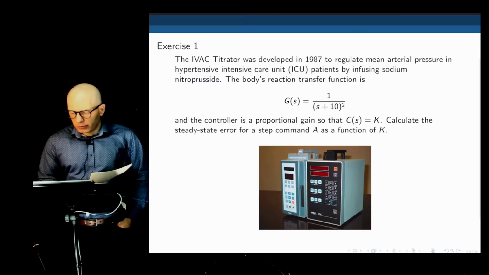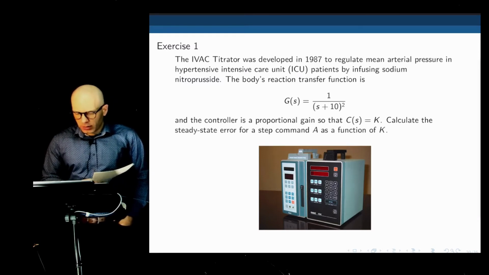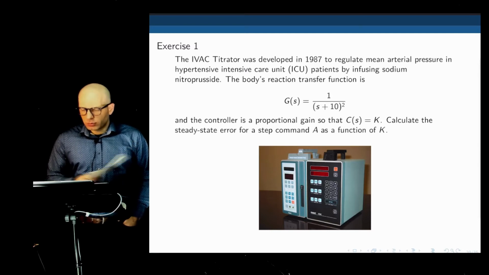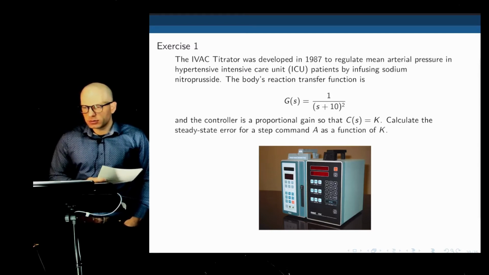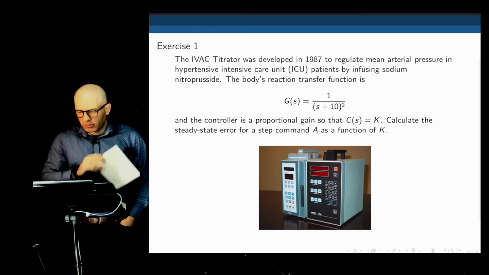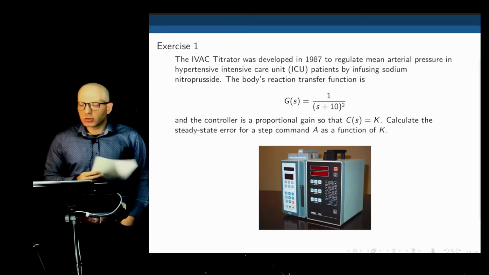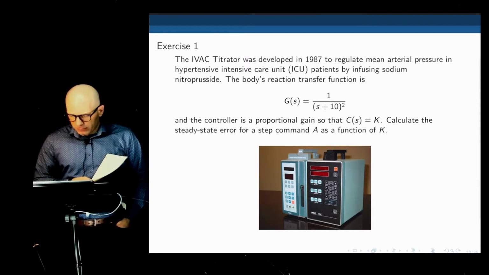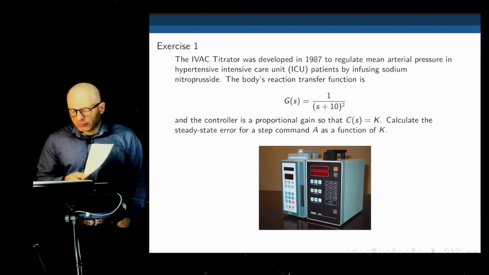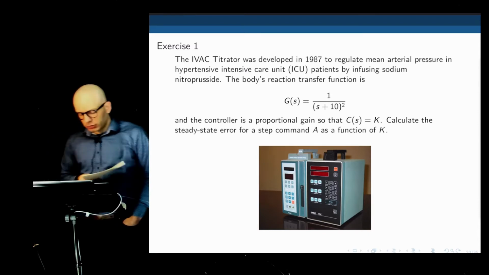Calculate the steady state error for a step command A as a function of K, which means that we want to infuse an amount A of sodium nitroprusside in the body. We want to calculate the steady state error as a function of that controller gain K.